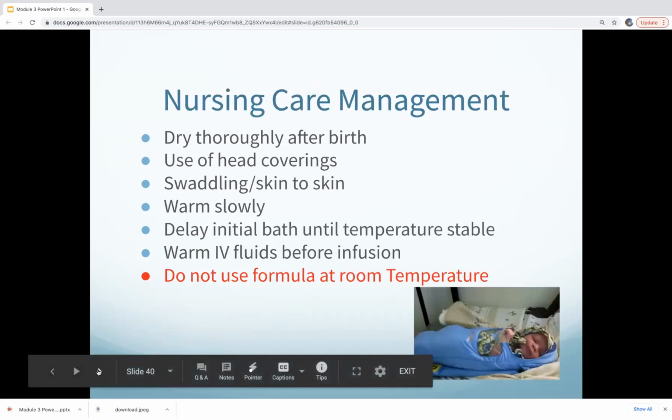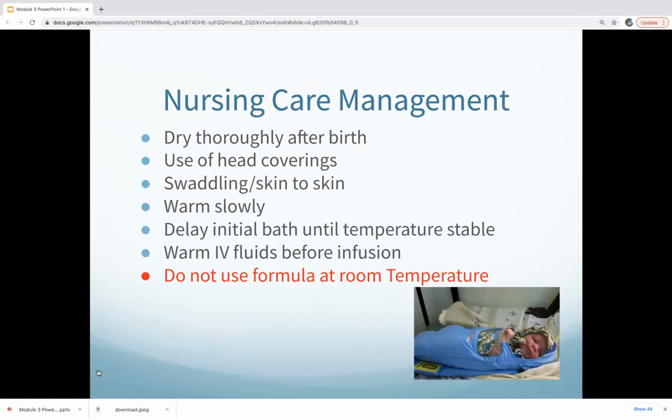Nursing care: make sure the baby is wrapped up, kept warm, use of head covering, swaddling, skin to skin, delay the bath. In the NICU, you may see them warming their IV fluids before infusion. And it's highly recommended that they do not use formula at room temperature. It is warmed, and if you go into the NICU, you'll see them going through the warmers.